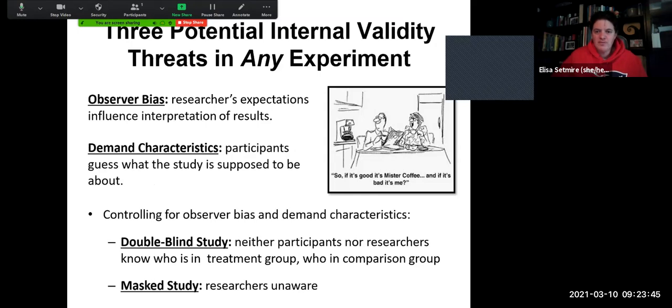There are also 3 potential internal validity threats that can affect any experiment. I love this, right? So if it's good, it's Mr. Coffee, and if it's bad, it's me.